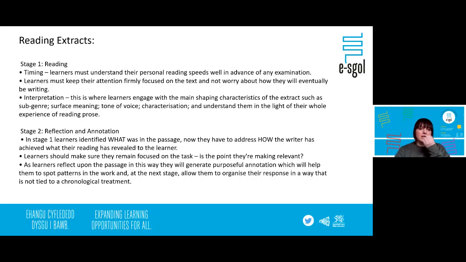And then the reflection and annotation. So you've looked at what was in the extract, and now you've got to look at the how. Examining how is what we're looking at now. Here you need to make sure that you're remaining focused on whatever the given question is. You've got to make sure that your annotations are purposeful and that they allow you to actually answer the demands of the question, and that they're not vague and not generalized, and that they keep you on the right track.